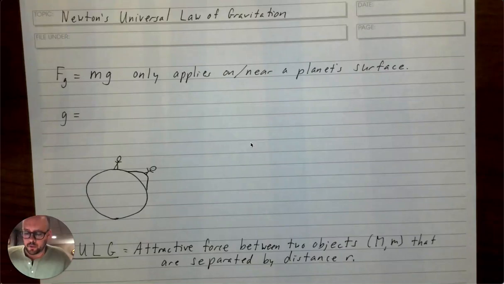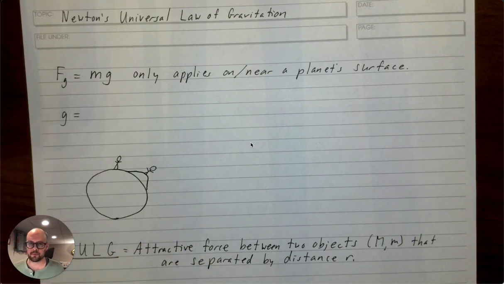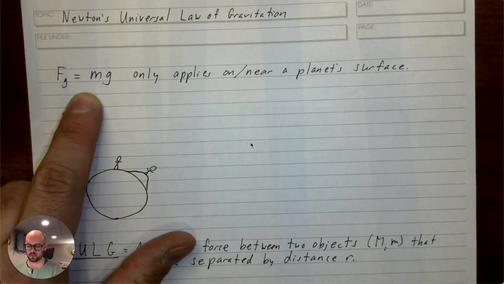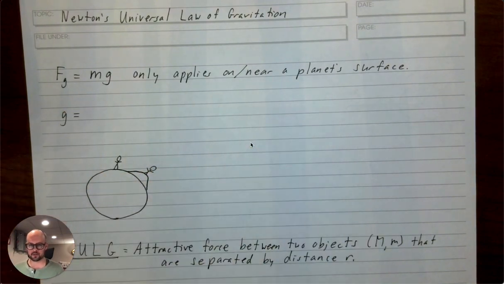Alright, so this video is about Newton's universal law of gravitation. And so we start with what we already know about gravity. We have this equation, Fg equals mg. The intro to this idea is that this equation only works if you are describing something that is on or near a planet's surface.